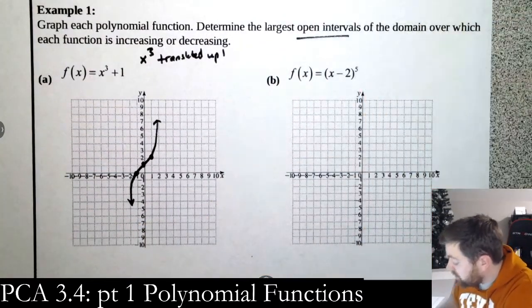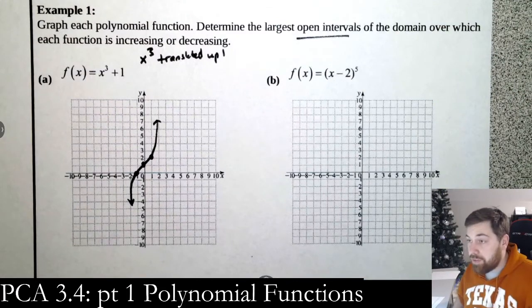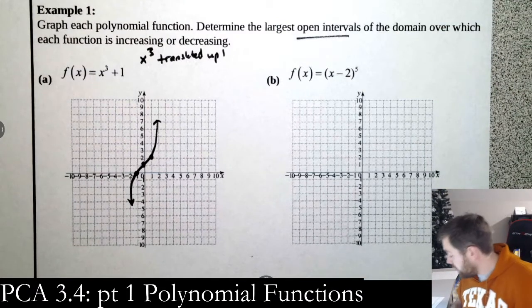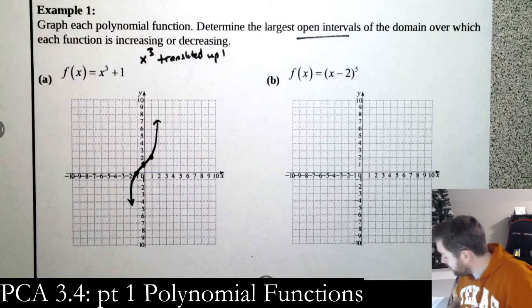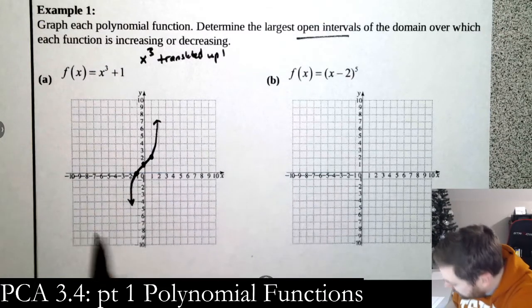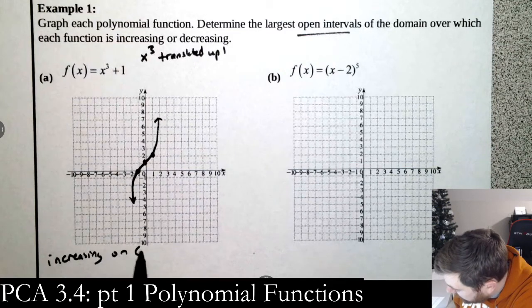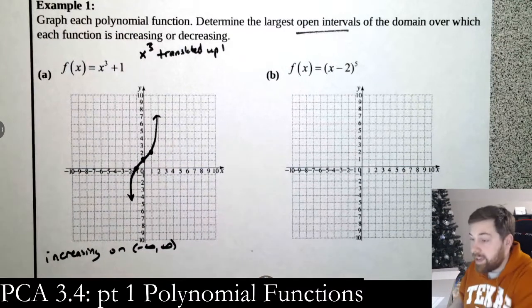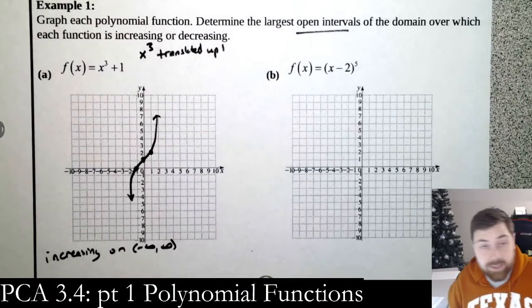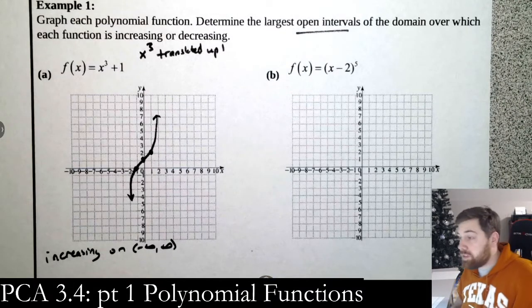Now, we want to know the largest open intervals over which it's increasing. Now, this is increasing, as we talked about. It's increasing over the entire domain. So, increasing on negative infinity up to infinity. Not decreasing anywhere, so that's good to go. So, we're just going to be moving stuff around.